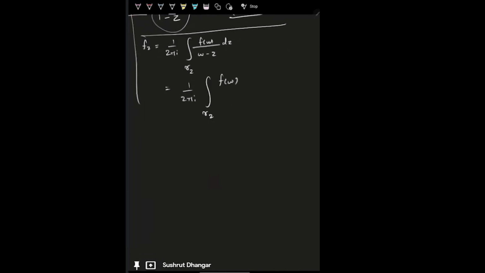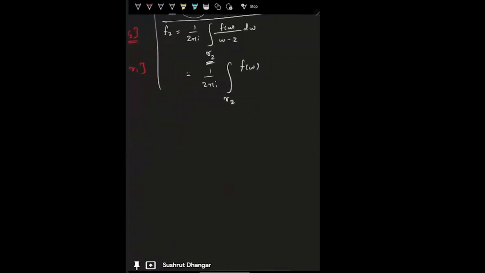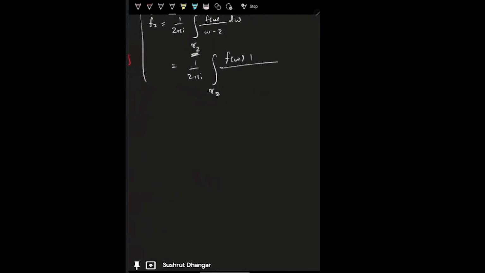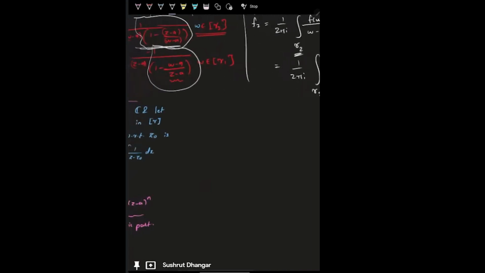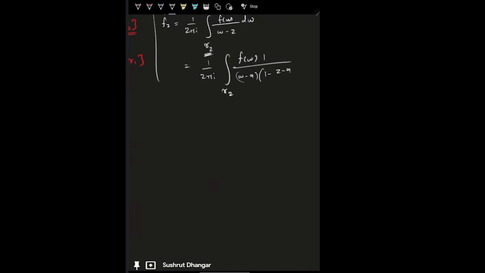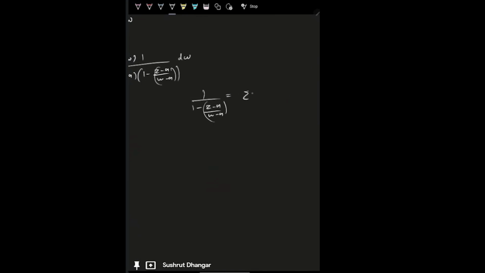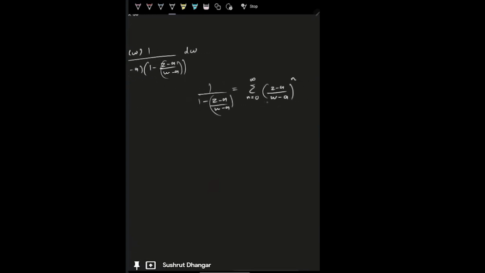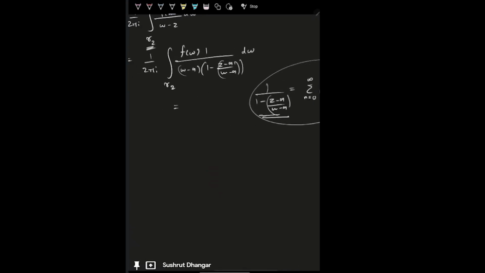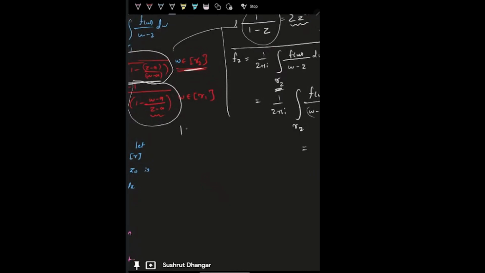Since the w's are coming from gamma 2, the description I'll be using is the first description, which says that 1 divided by w minus z can be replaced with 1 divided by w minus a times 1 over 1 minus (z minus a) divided by (w minus a). We know that 1 over 1 minus (z minus a) divided by (w minus a) is equal to the infinite sum n equals 0 to infinity of ((z minus a) divided by (w minus a)) to the power n. We are guaranteed that this series converges because the w's are from gamma 2, and the modulus of (z minus a) divided by (w minus a) is strictly less than 1.